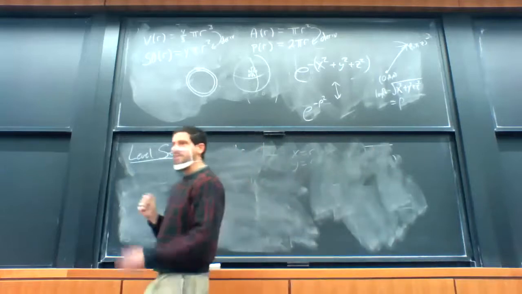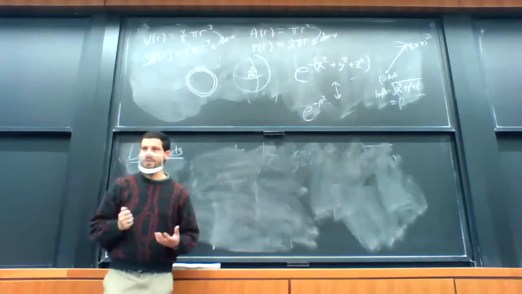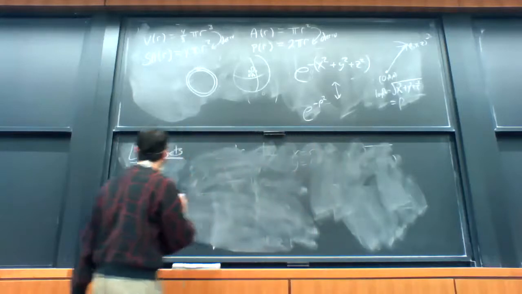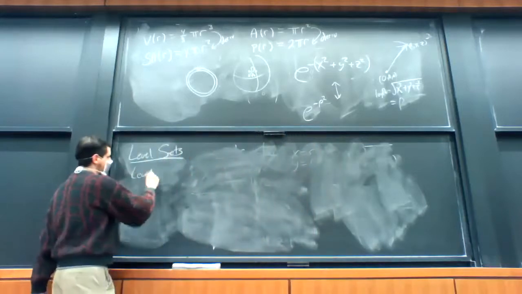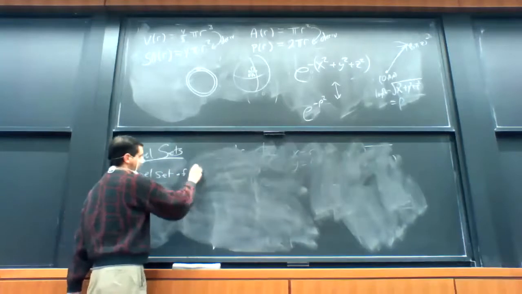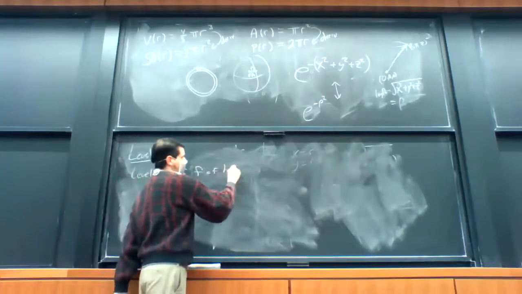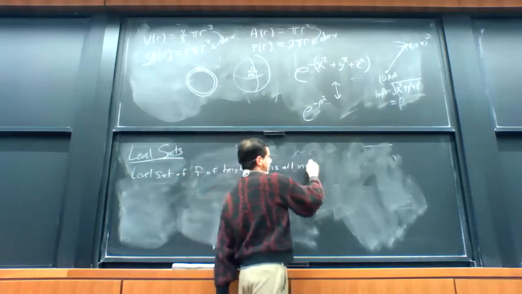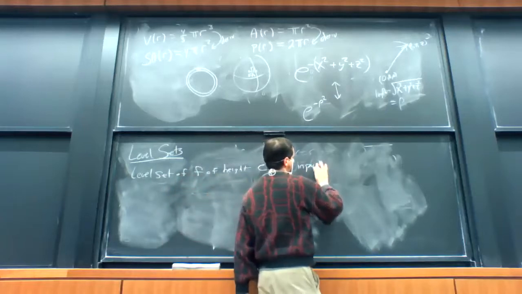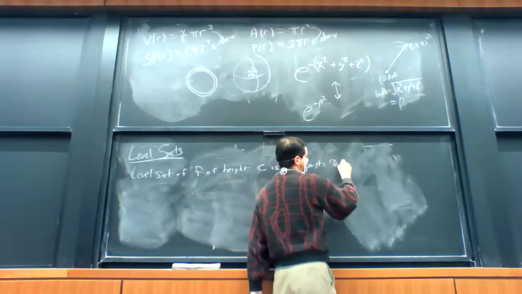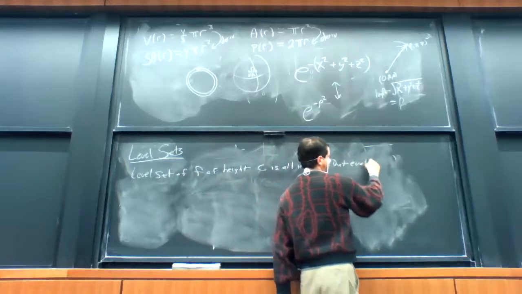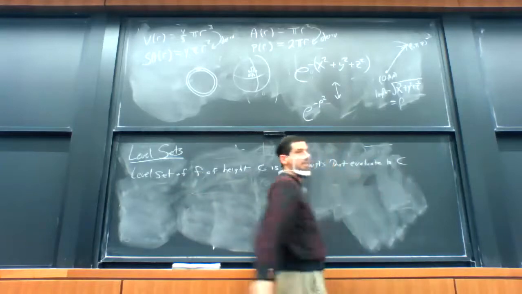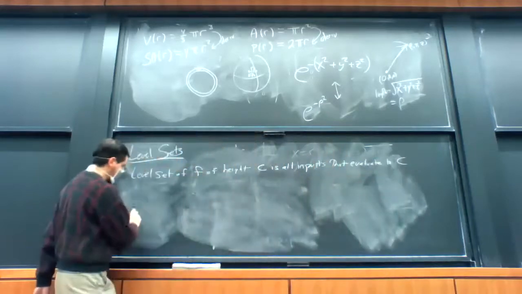So essentially, a level set is all the points that evaluate to the same value. The level set of f of height c is all inputs that evaluate to c.